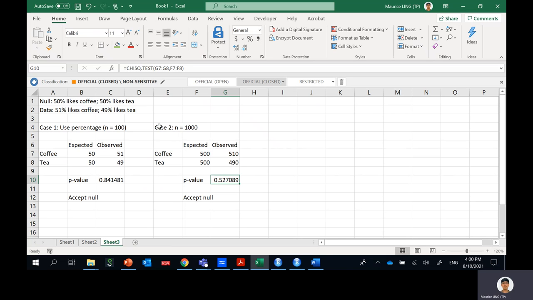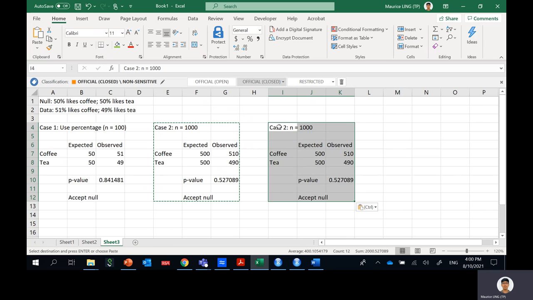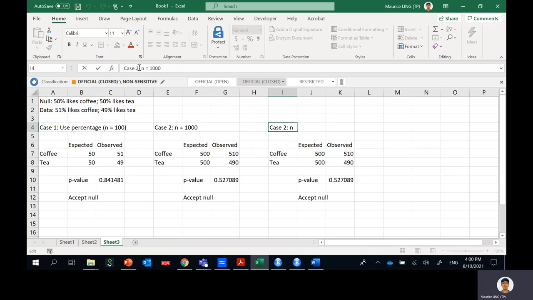See what happens? If you have another group of students who are super good, case three, let's say you survey all the people in this poly, 10,000 people. What is the expected now? 5,000. Observed? Yes, correct, because 51%, so it's 5,100 and 4,900. Now do you accept or reject the null hypothesis?